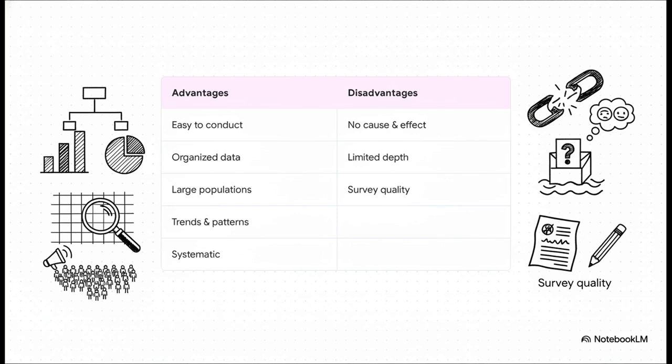But check out the disadvantages. The absolute biggest one: it cannot determine cause and effect. It tells you what is happening, but never why. Because of that, you get a limited, deeper understanding of human experiences. Plus, it depends heavily on the quality of your surveys. If you write bad questions, you're going to get bad data.